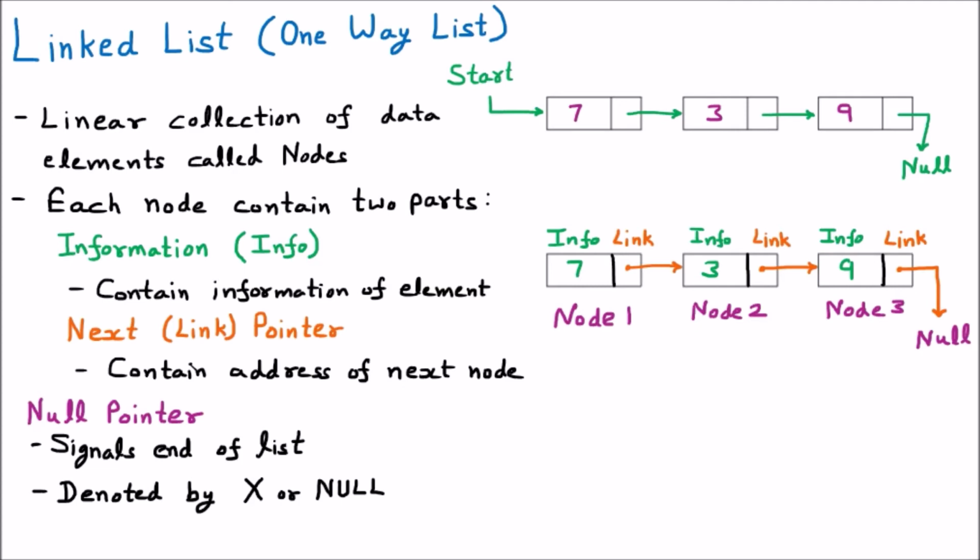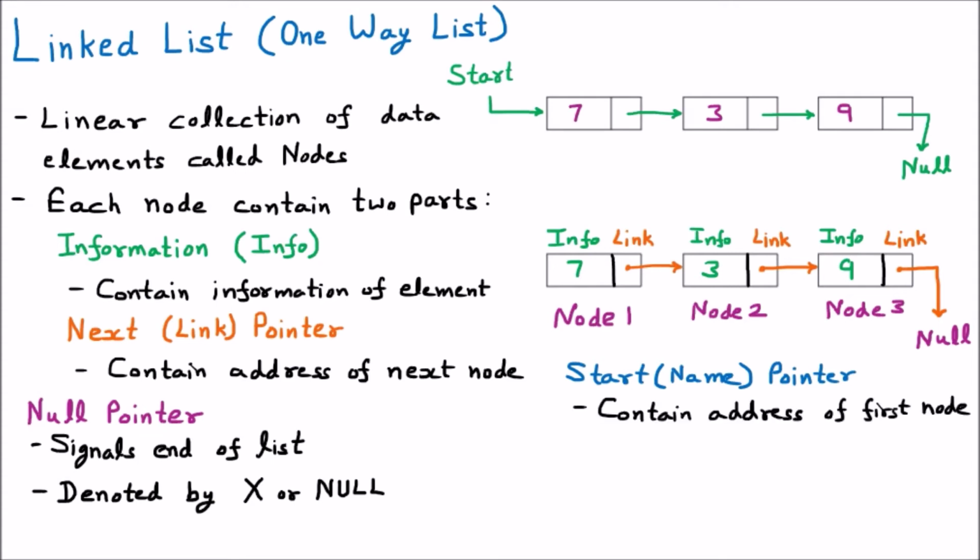Now we are discussing the next thing, which is the start pointer or name pointer. As the name signifies, the start pointer contains the address of the first node, which is the starting node. Here you can see that node number 1 is the starting node, so here we can say start. This start is the starting pointer which is pointing to the address of the first node. So this one is the linked list.